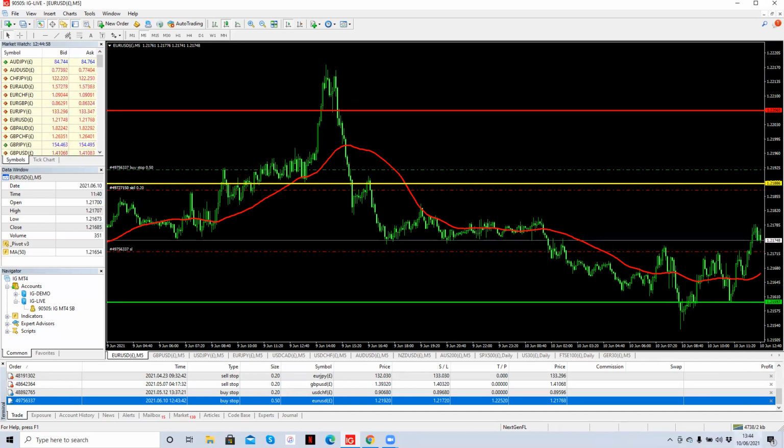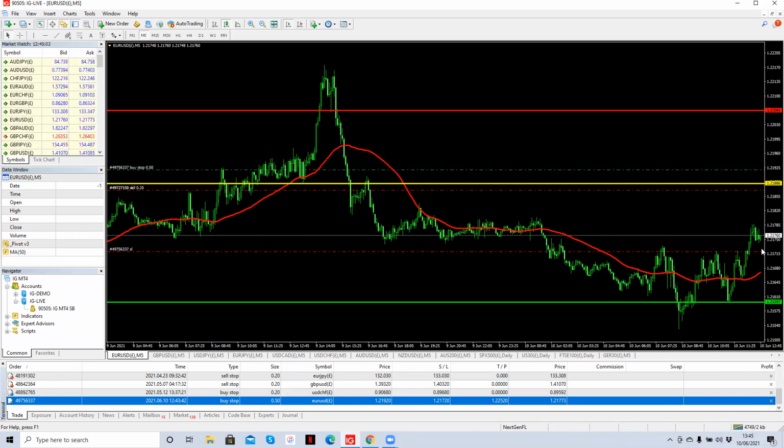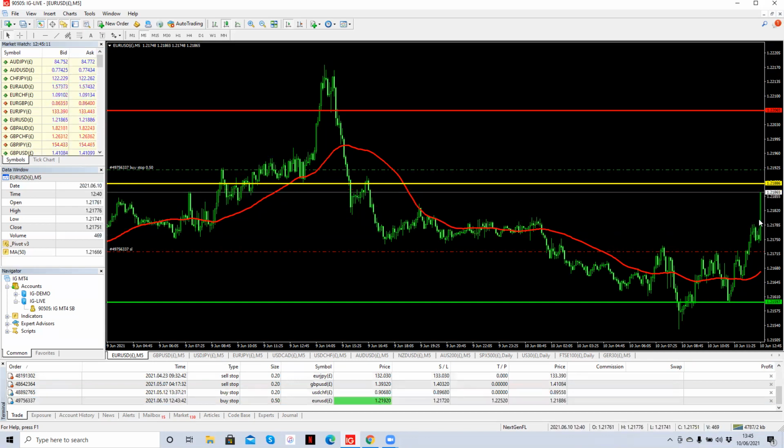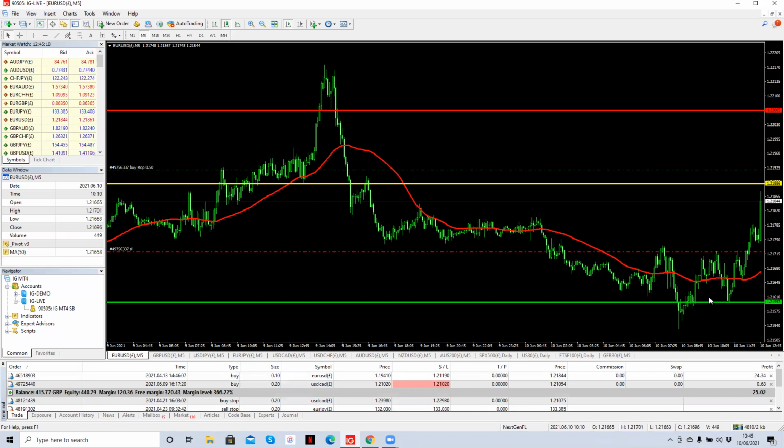So the report is going to be announced in a minute. It's now 1:45, so let's see what happens. We can see the market currently reacting to the report, and it's going up. But it hasn't broken the pivot point yet.